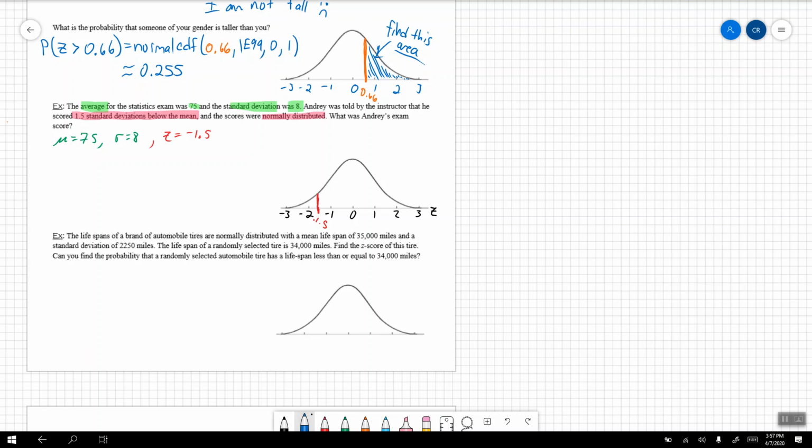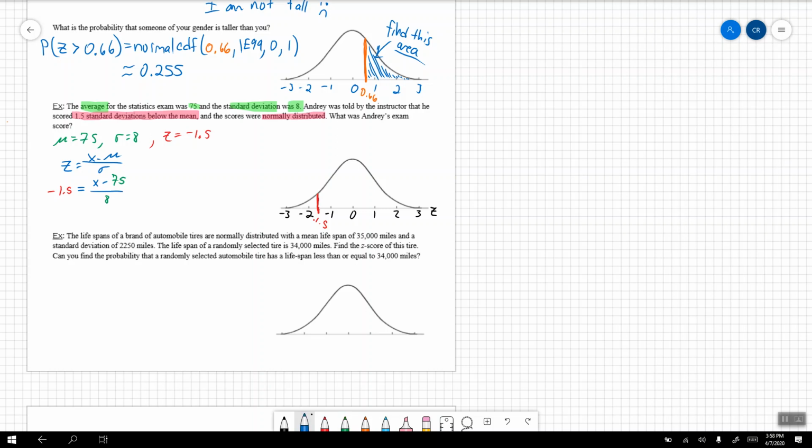All right, so what I'm going to do is use that formula for z-scores. The formula for z-scores is x minus mu divided by standard deviation. And so as you can see, I can start subbing in these values. This is going to be negative 1.5 is equal to x. I don't know what x is because that's Andre's score. But I do know the mean, which is 75, and I do know the standard deviation, which was 8.